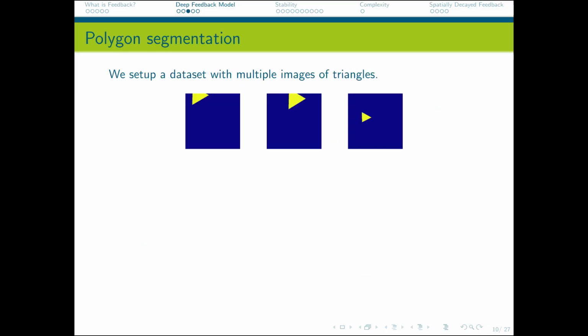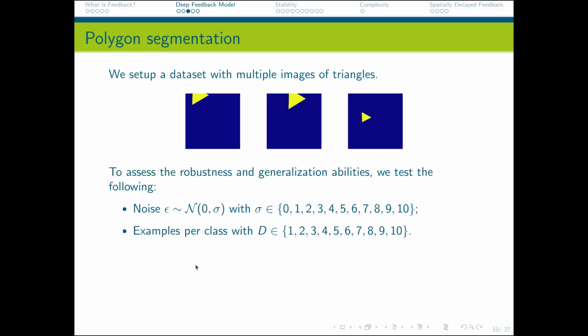Okay, so to test this, we first generated an artificial dataset with triangles, and we wanted to assess two things: robustness and generalization. To assess robustness, we defined a random variable, epsilon, which is going to be a Gaussian centered at 0, and we are going to change the noise parameter from 0 to 10. Then, to assess the generalization ability, we are going to define a variable which we name examples per class, but in this setting of segmentation, this is going to be the training size, and this is going to change from 1 to 10.